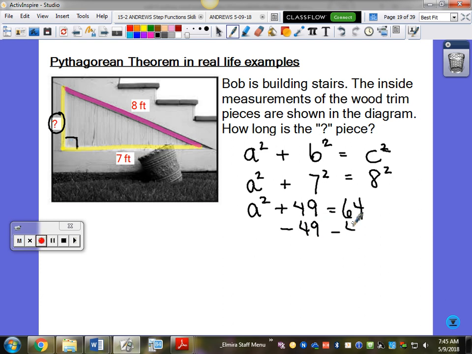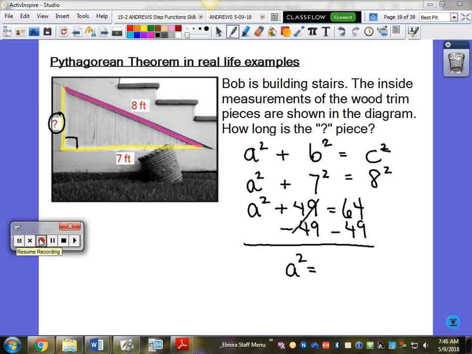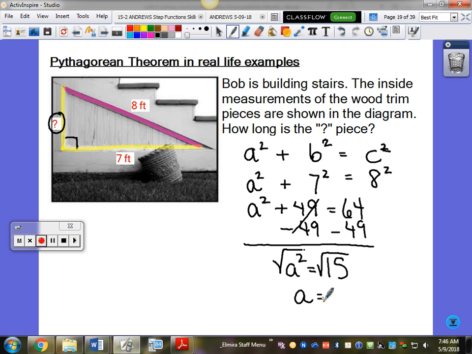Minus 49, both sides. 64 take away 49 is 15. Square root both sides. And the square root of 15, 3.9. So this part here is about 3.9 feet tall. And that makes sense when we look at the rest of the picture.